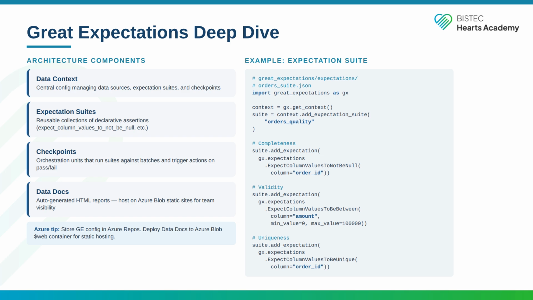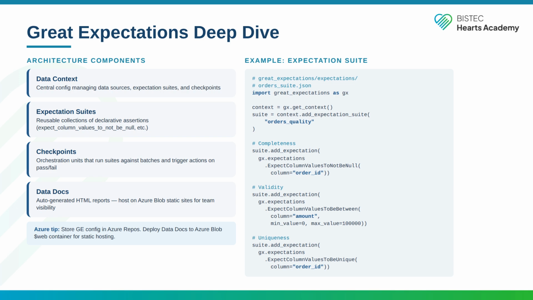Expectation suites are reusable collections of declarative assertions. Each expectation is a single check. Expect column values to not be null. Expect column values to be between 0 and 100,000, and so on. You group related expectations into a suite.